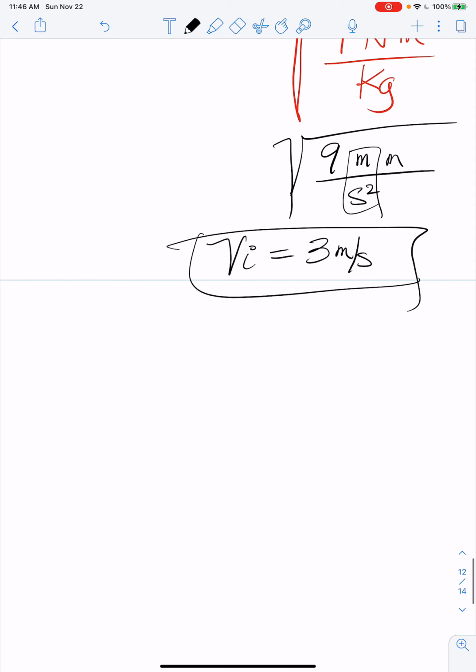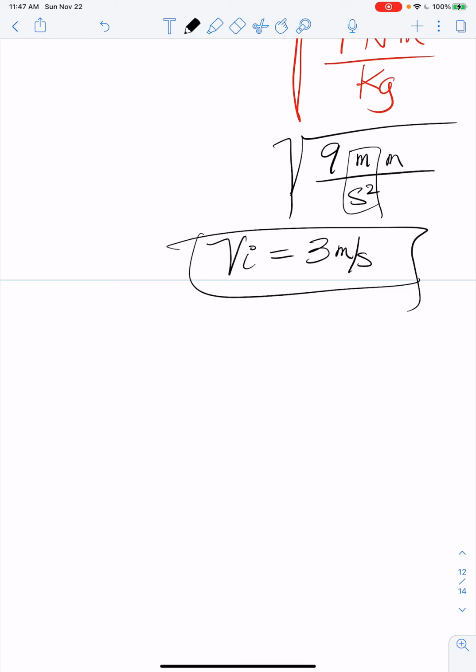And they tell us a 15,000 kilogram jet lands on an aircraft carrier. Its tail hook snags a cable to slow it down. The cable is attached to a spring with a spring constant of 60,000 newtons per meter. If the spring stretches to 30 meters to stop the plane, what was the plane's final speed?